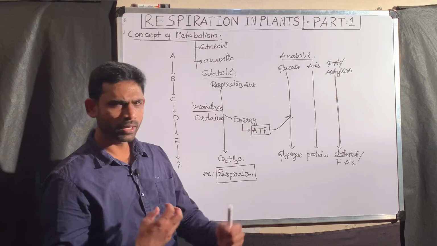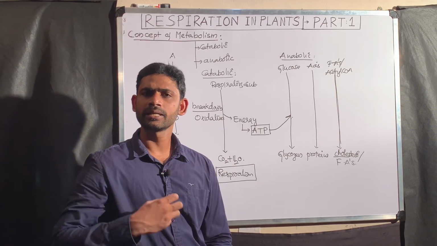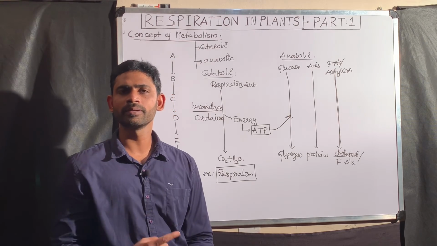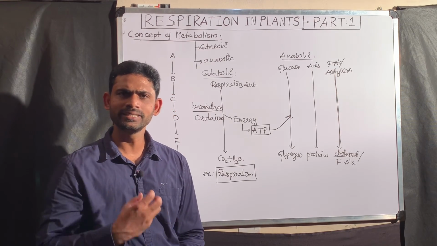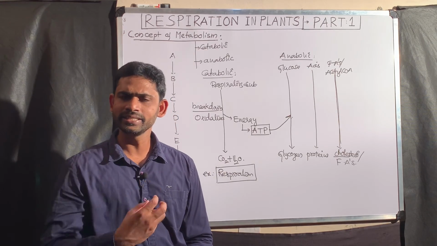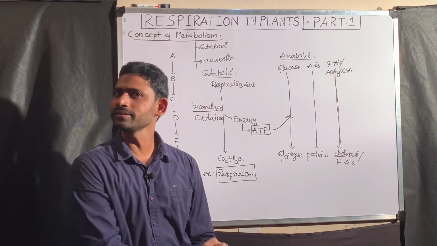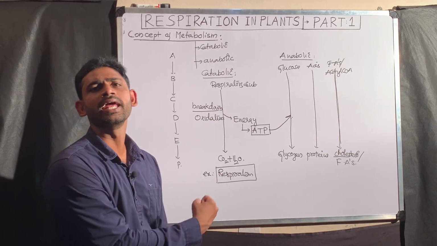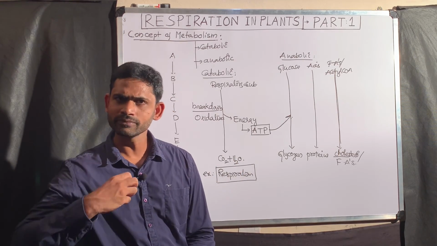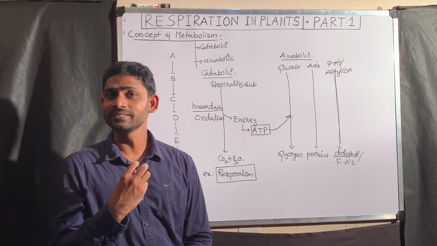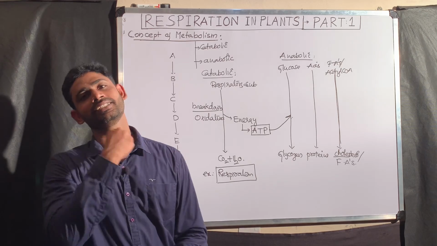In which situation does a cell require a catabolic pathway? In which condition does it start operating? You have to remember, when the cell is in an energy deficient condition, meaning the cell requires energy. In that condition, the catabolic pathway dominates.